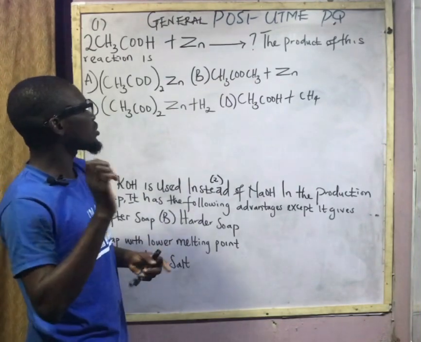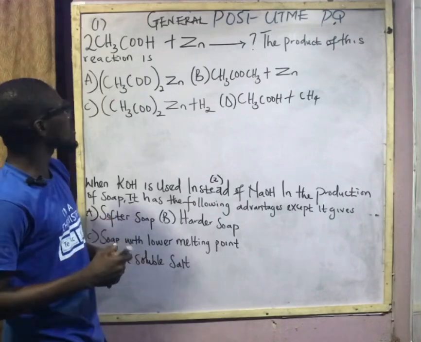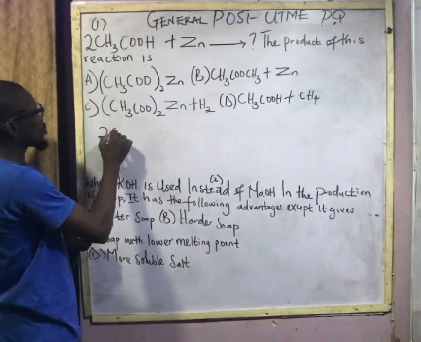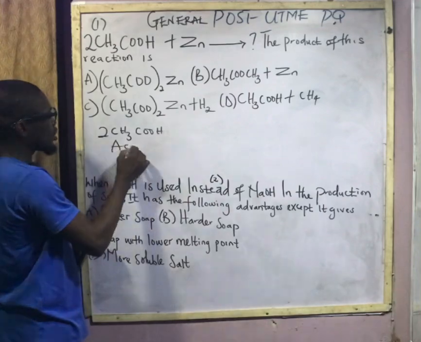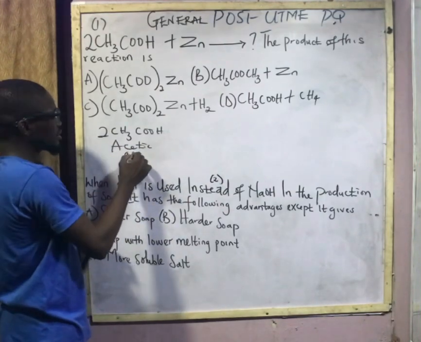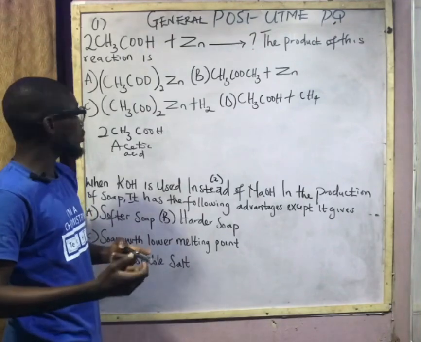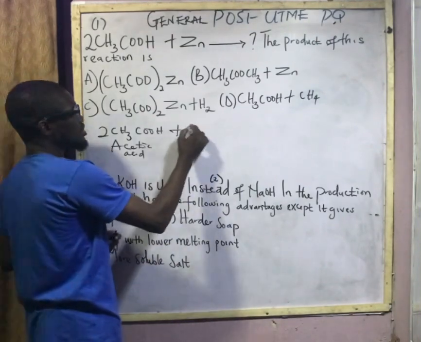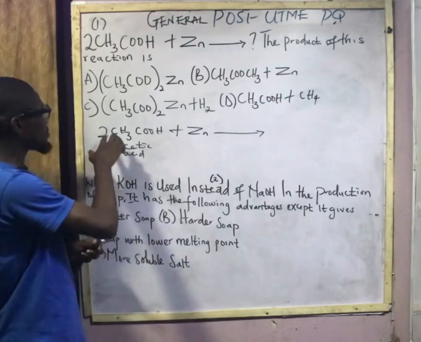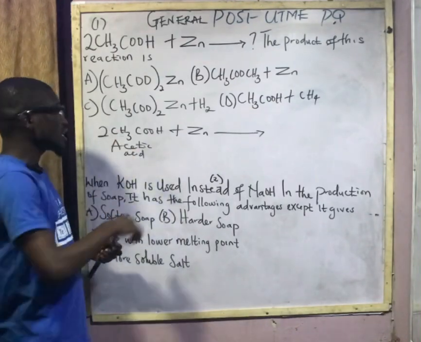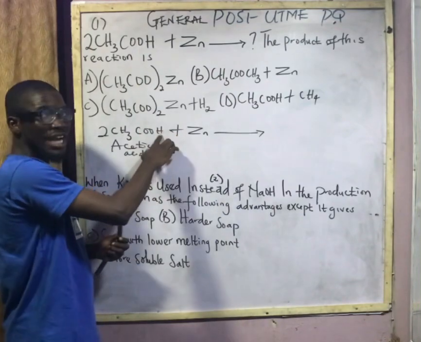So let's take a look at how we can easily deduce our answer and see which one is the correct answer. The first thing we have is 2. As I've said earlier, this one is acetic acid, or you can call it acetate, plus zinc. There's one thing you need to know: if you have to balance this equation, this zinc here is going to displace the hydrogen here.